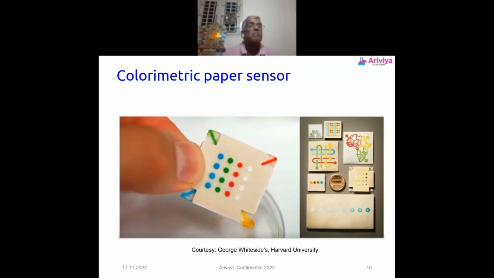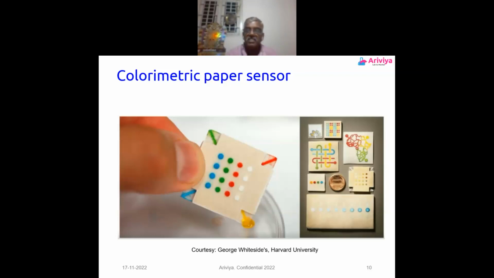Then the paper sensor. This one was provided by Whitesides of Harvard University. He prepared a colorimetric sensor on paper, very cheap, a matter of $1. Using this sensor, you can detect the glucose and protein level from your blood. So these inventions and innovations motivate us to do something for science.